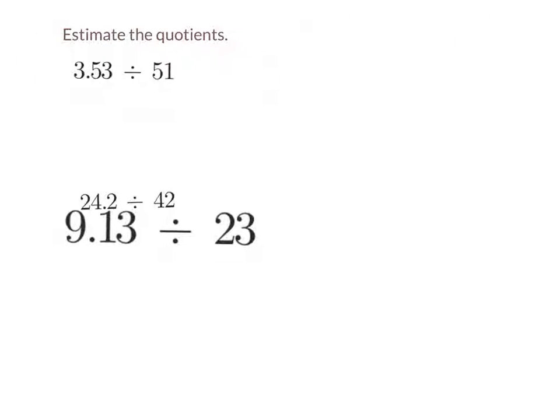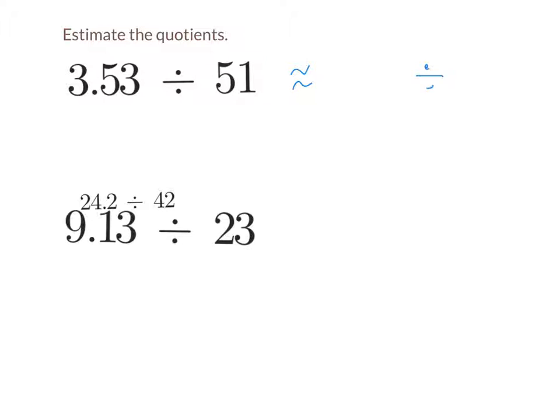The directions tell us to estimate the quotients. So let's write down this first problem, 3.53 divided by 51. Based on what we know about estimating division problems, should we estimate the whole first or the divisor first? Good. What number is the divisor here? 51. So 51 is pretty close to what number? 50. So it's going to be pretty close to something divided by 50.